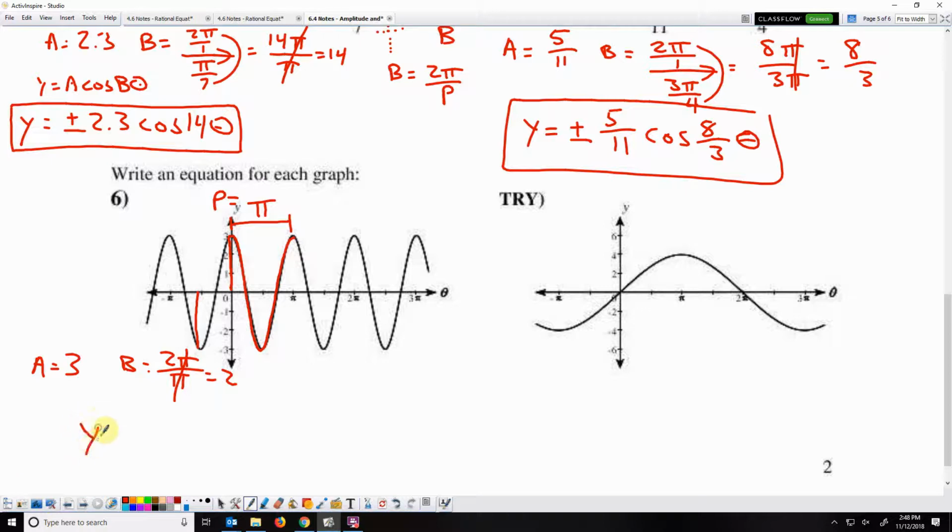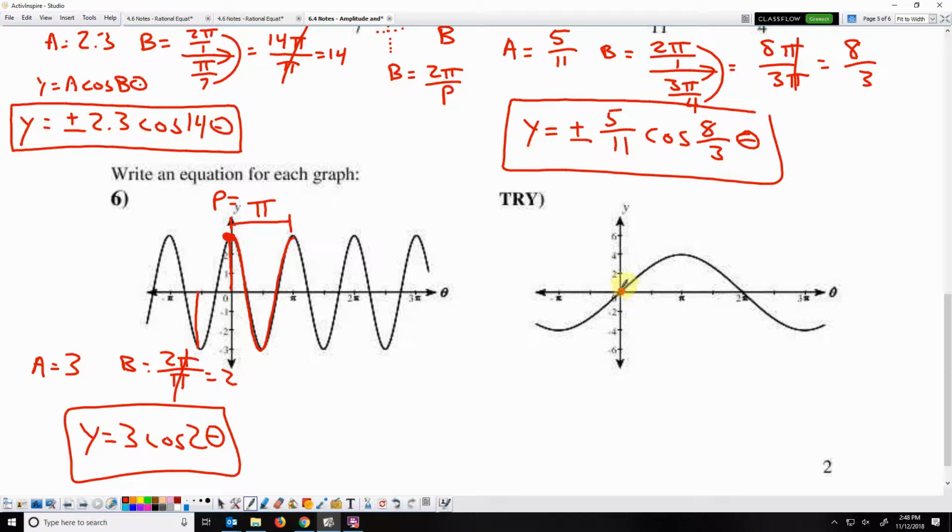So my equation is y equals, and because it starts at the top, it is cosine. Whether it starts at top or bottom, it's cosine. And since it happens to be at the top, it's going to be positive cosine. So positive 3 cosine 2 theta. Had it started down here and gone up, then I would have -3 cosine 2 theta.